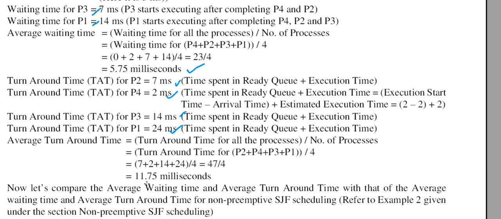Next, the average turnaround time: you have to add all the 4 turnaround times and divide by the number of processes, which is 4. So 47 by 4 is 11.75 milliseconds.